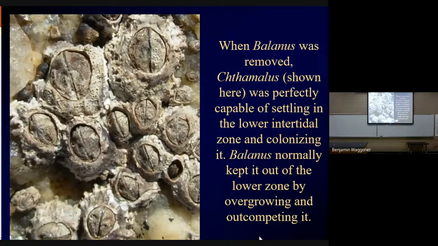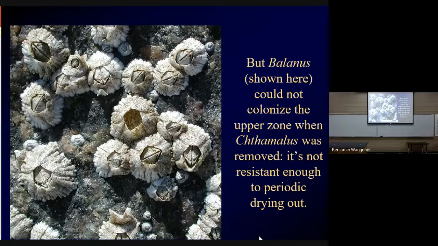So Cathamulus is perfectly capable of moving into the lower zone, but it was kept out because Balanus outcompetes it. But Balanus is not tough enough to live in the upper zone. It can't resist that periodic drying out. It can't survive that. So Cathamulus is capable of living in the lower and the upper. Balanus wins in the lower zone, but it can't move into the upper. So both species persist on the same rocky shore, growing within inches of each other.